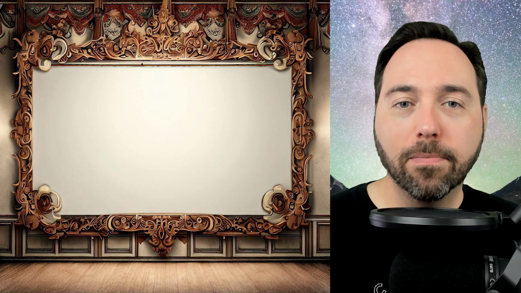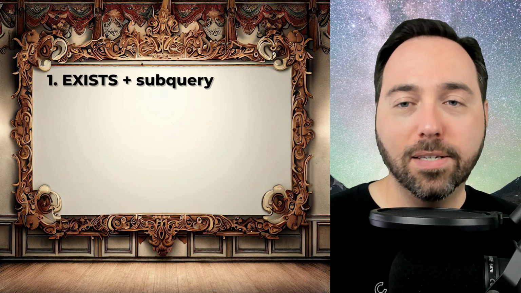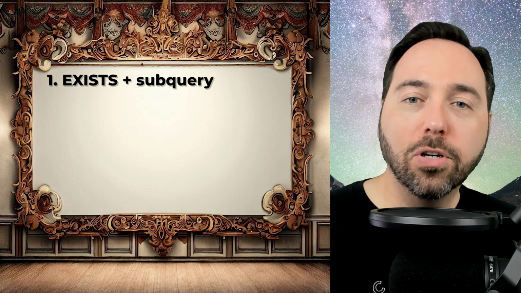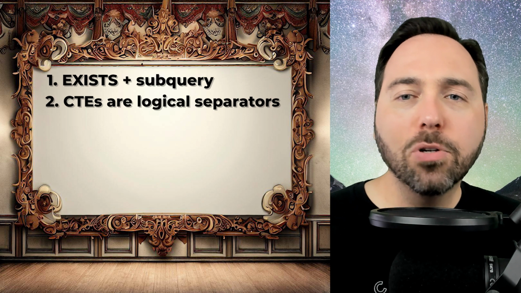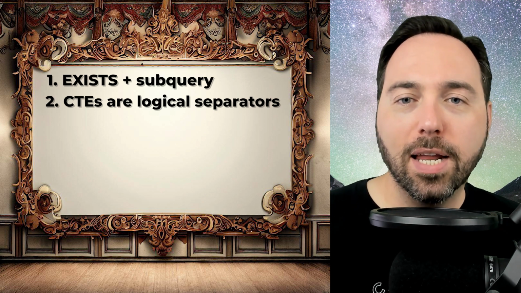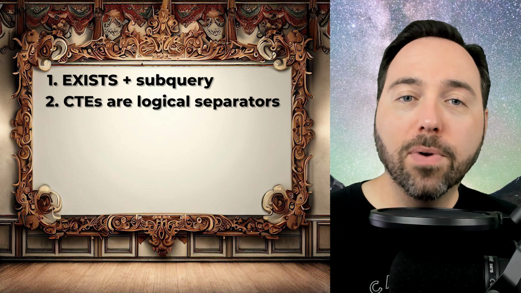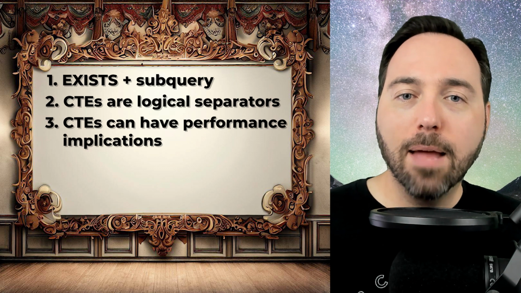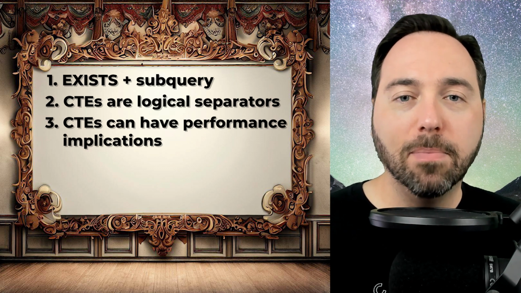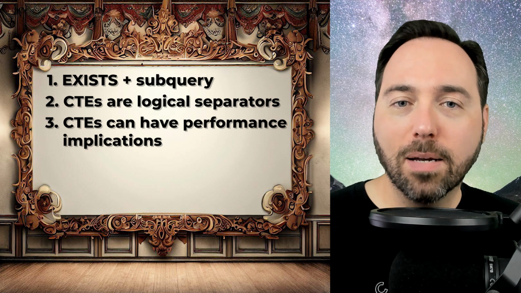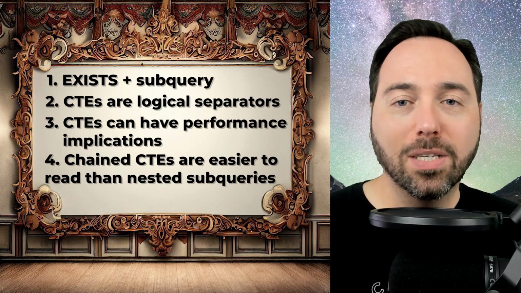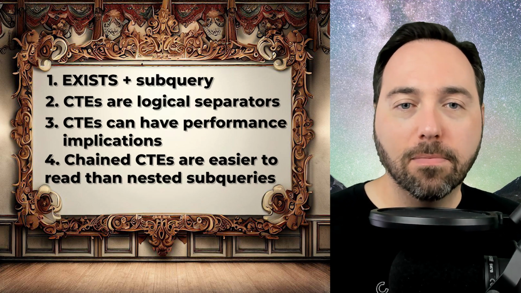When it comes to writing subqueries, here's my quick advice. Number 1, need to check existence? Just use exists in a subquery and be happy. Don't try to shoehorn in a common table expression. Number 2, common table expressions are conceptually separate queries, making it easier to understand each part in isolation. Number 3, common table expressions aren't necessarily correlated, so there can be performance implications if you're dealing with enormous amounts of data. Here, a correlated subquery might be a better option. Number 4, chained common table expressions tend to be easier to read than subqueries.